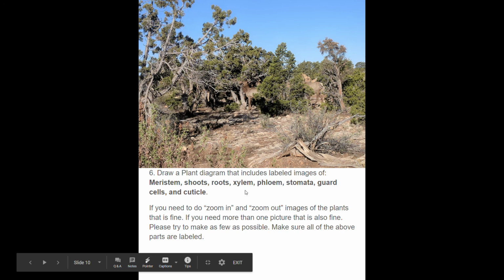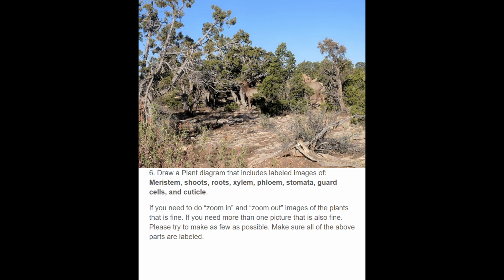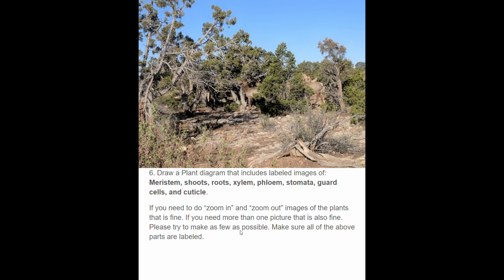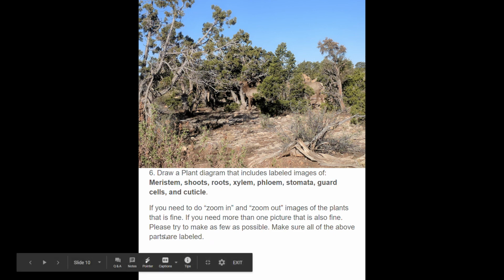So here's the last question of the night, day, whatever, whenever you're doing this. Number 6, draw a plant diagram that includes the labeled images of meristem, shoots, roots, xylem, phloem, stomata, guard cells, and cuticle. If you need to zoom in or zoom out images of the plant, that's fine. If you need more than one picture, that's also fine. Do your best to make it one or maybe one or two. Make sure all of the above parts are labeled. Labeled is the key word here. Please label them, otherwise we'll be very sad, and I will not give you credit for this one, okay? Make sure they're labeled. All right, move forward, or pause, do your thing, and then we'll move forward.